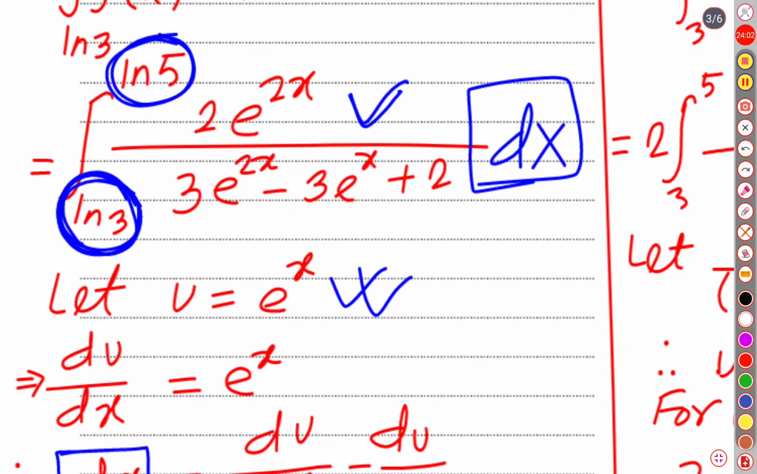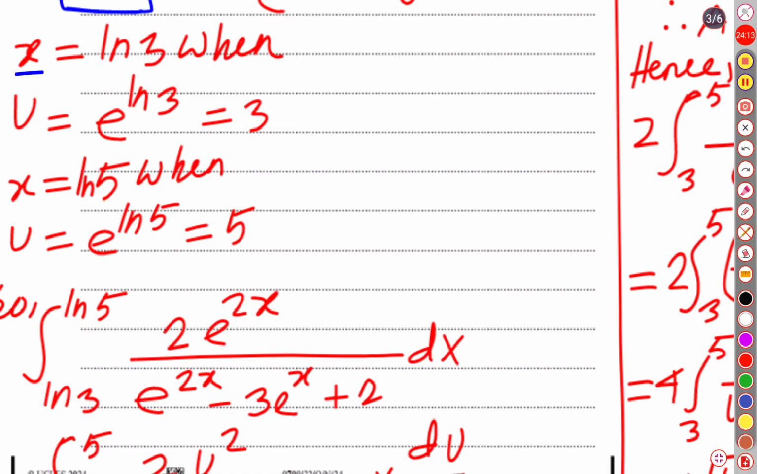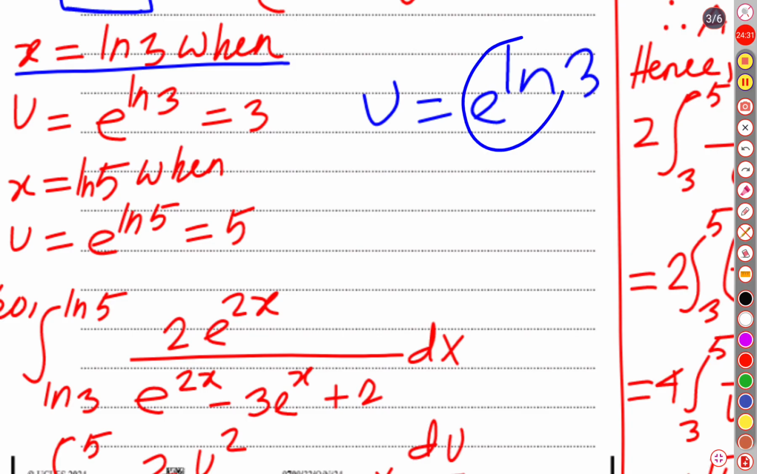So let's see, in terms of x it was ln 3. Now what will it be in terms of u? Here we have written, when x is equal to ln 3, u is equal to e raised to ln 3, because u was actually e raised to x, isn't it? So if x is ln 3, u will be e raised to ln 3. And we have come to know that e raised to ln means the number itself. So u is equal to 3.